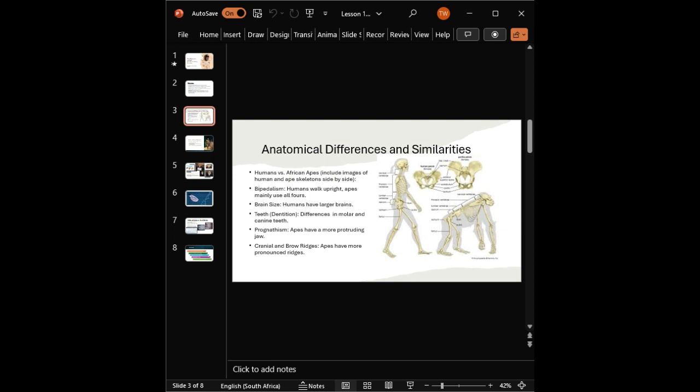Finally, take note of the cranial and brow ridges. Apes have more pronounced brow ridges, which humans lack.